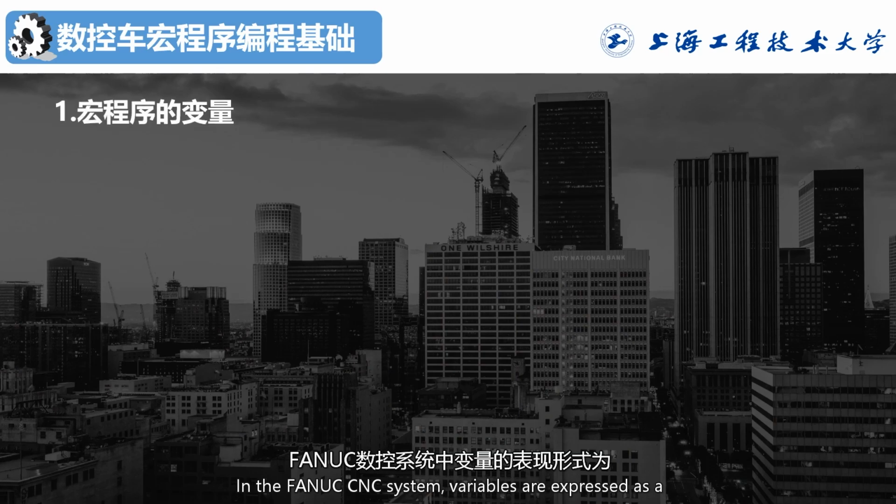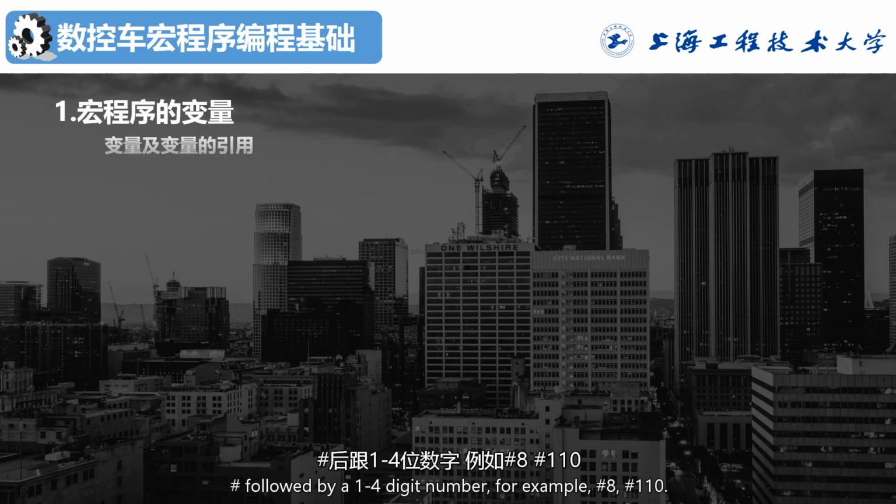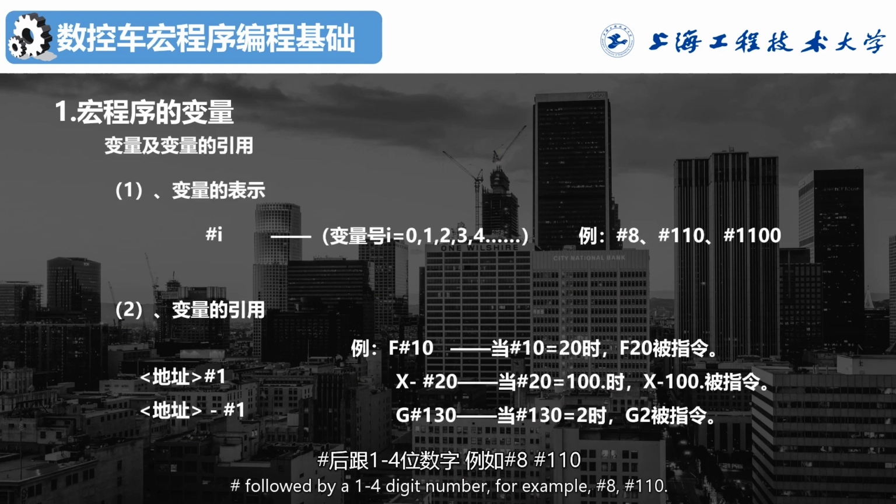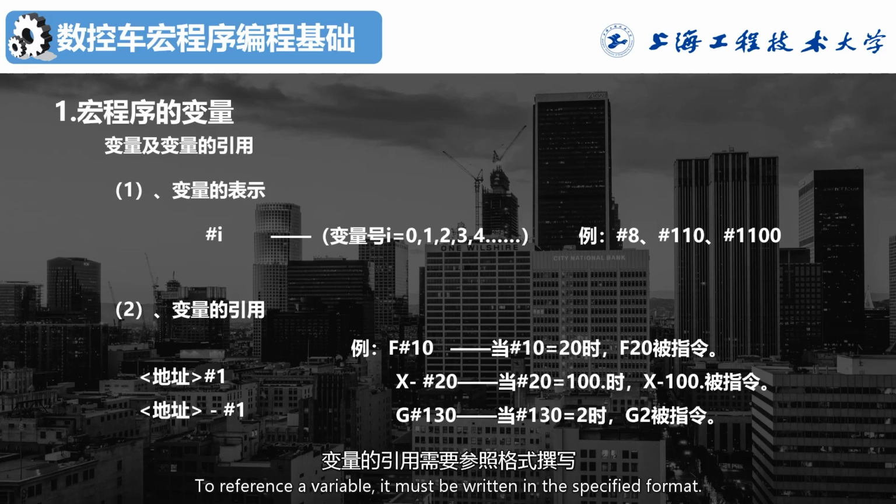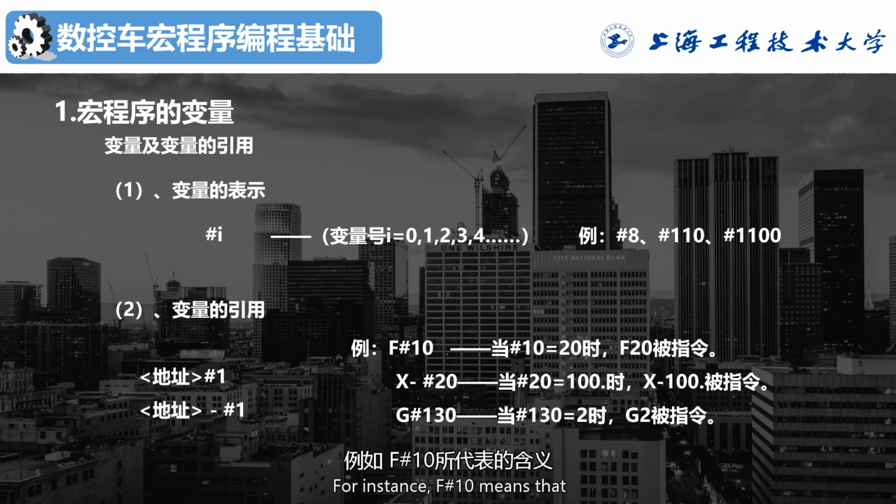In the Fanuc CNC system, variables are expressed as # followed by a 1 to 4-digit number. For example, #1010. To reference a variable, it must be written in the specified format. For instance, F#10 means that when #10 is equal to 20, F20 is commanded.